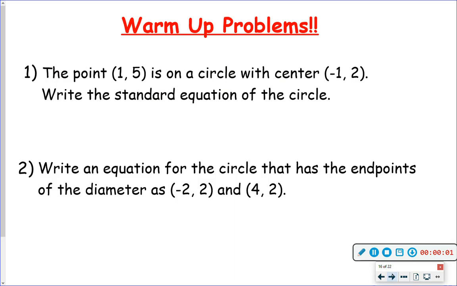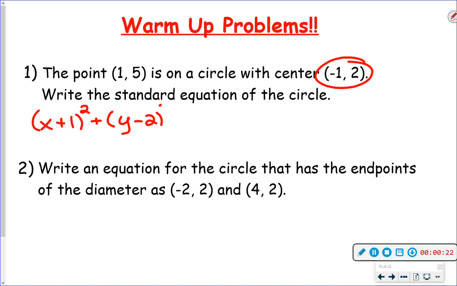So first, let's just practice from yesterday. The point (1, 5) is on the circle with center (-1, 2). Write the standard equation of the circle. So of course I'm always going to start with my center. Don't forget you have to switch the signs. So if the x coordinate of the center is -1, I'm going to put +1. And then our y coordinate of the center, 2, I'm going to switch it to a minus.